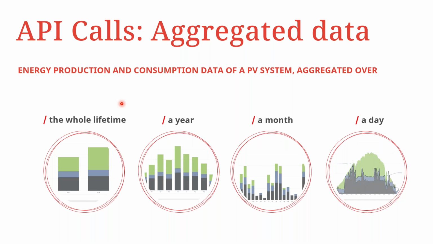Now the API calls on the aggregated data. This is your energy production and consumption data of each PV system. You can either have the data viewed over the whole lifetime of the system itself, or yearly, monthly, or daily, depending on what exactly is required for your API.